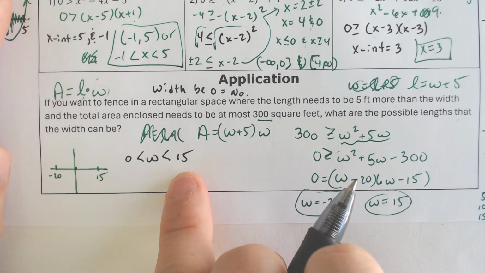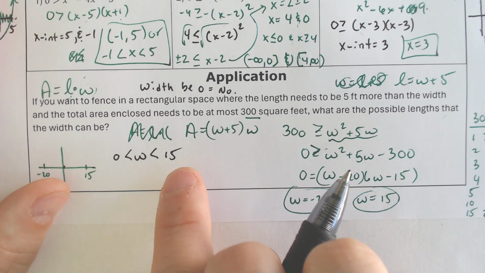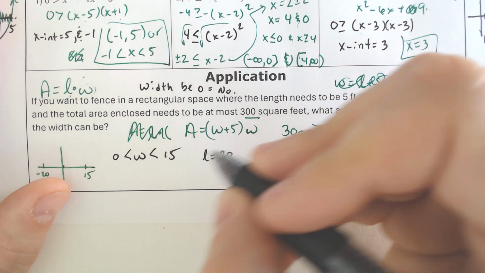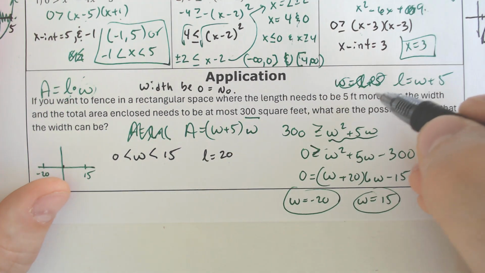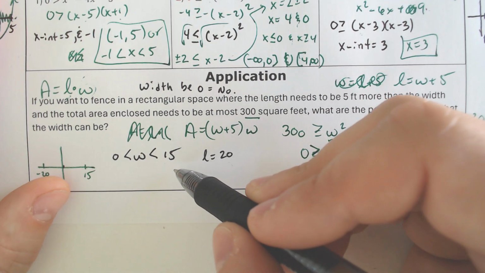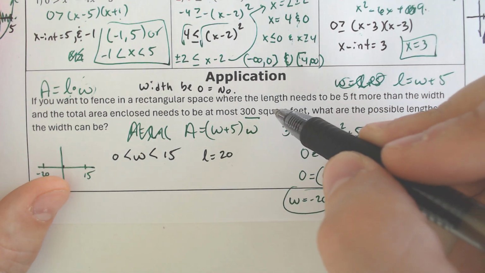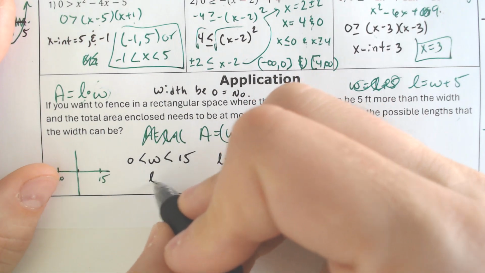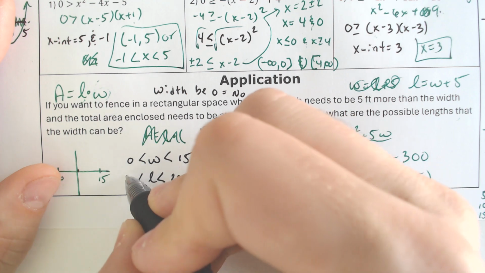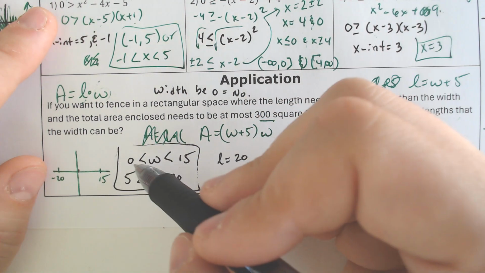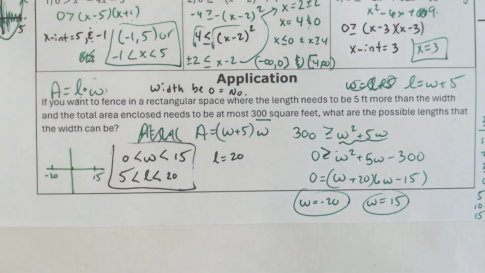And what would happen once it hits 15? Once the width hits 15, the length would be 20, because the length is 5 feet more. And if the length was 20 and the width was 15, what would be the enclosed area? 300. So the length is going to be from 20 to 5. Those would be the possible dimensions, proportionally up with that. That's going to be it for this one.